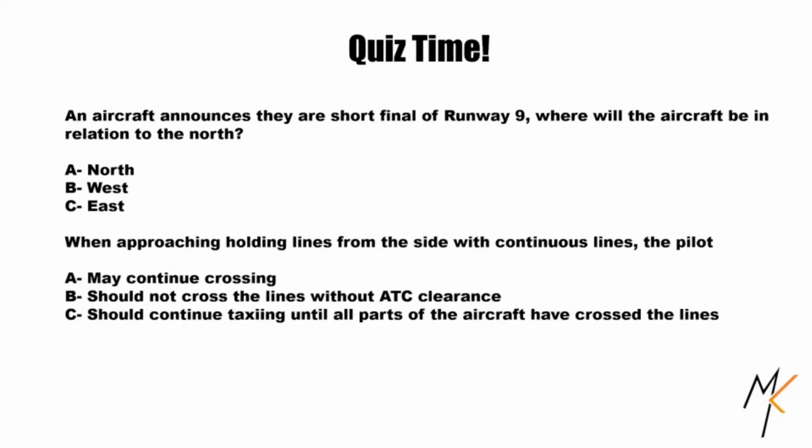Okay, let's review some questions for a moment. An aircraft announces they are short on final for runway 9. Where will the aircraft be in relation to the north? And when approaching holding lines from the side with continuous lines, the pilot should what? I'm going to take a minute to let you review these and see if you can figure them out.